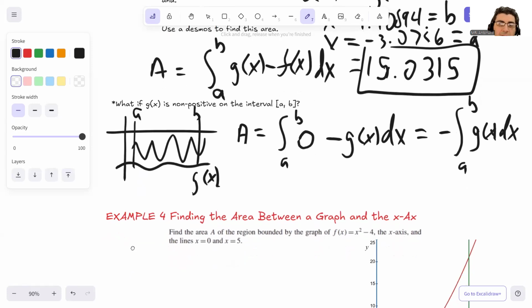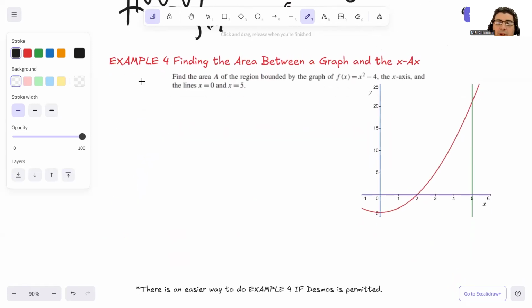So have another example here. We want to find the area between a graph and the x-axis. So we have x squared minus 4, the x-axis, and the lines x equals 0 and 5. So the region, again, is defined as what is trapped between the x-axis and the function. So from here to here. So this is kind of why I brought up that whole thing about part of the region being below the x-axis. Because for this one, if I want to go from 0 to 5, notice that part of it is below the x-axis and the other part is above.